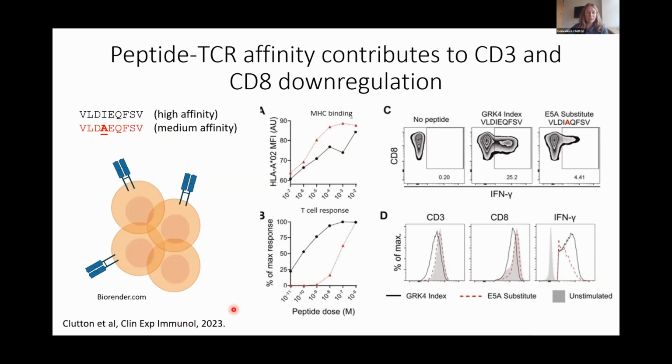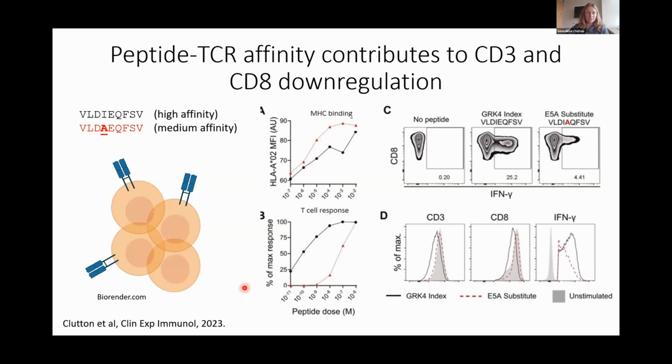Here, working with our collaborators, we used human T cells that had been transduced with a single T cell receptor whose cognate antigen is shown here. It's a leukemia-associated antigen, and it binds the TCR with high affinity. We then used alanine substitution to generate a substitute peptide that was predicted to bind MHC with the same affinity, but the T cell receptor with lower affinity. We used MHC stabilization experiments on T2 cells to demonstrate that indeed the substitute peptide did bind MHC, and in fact with slightly higher affinity than the index.